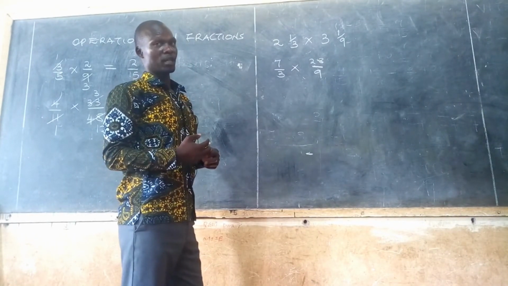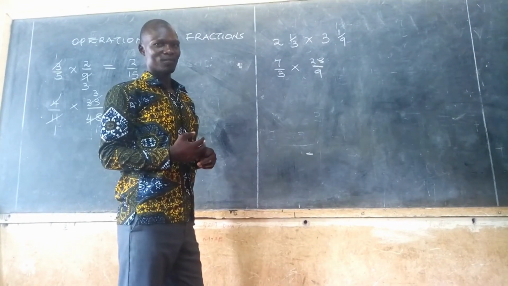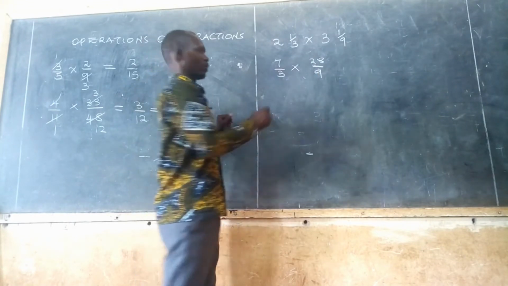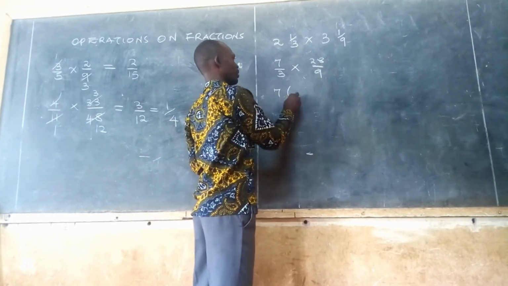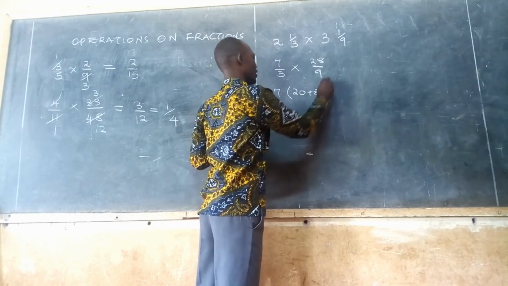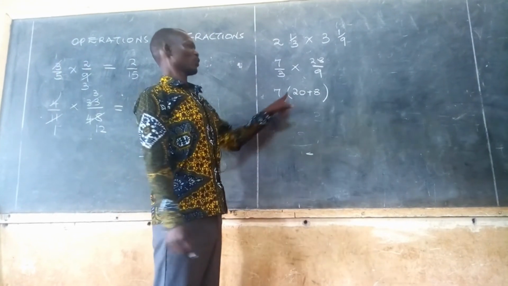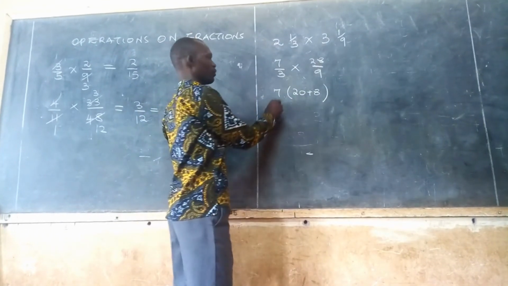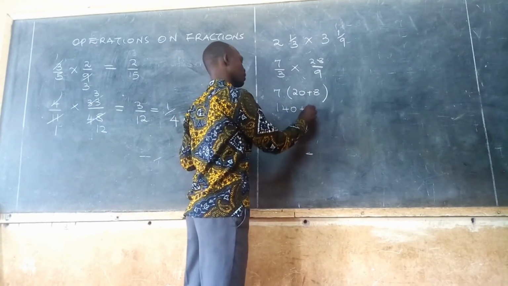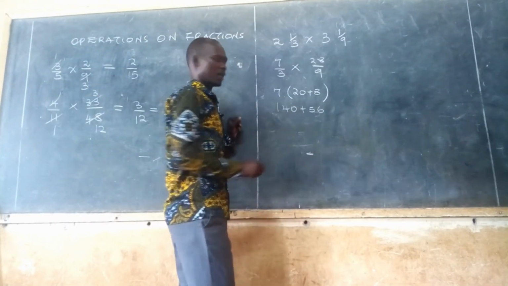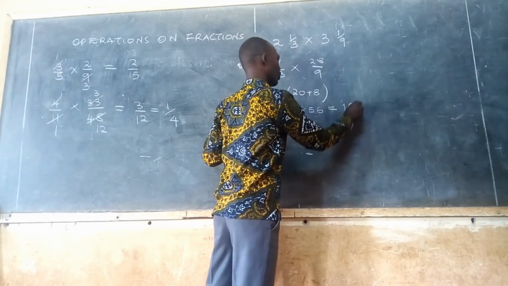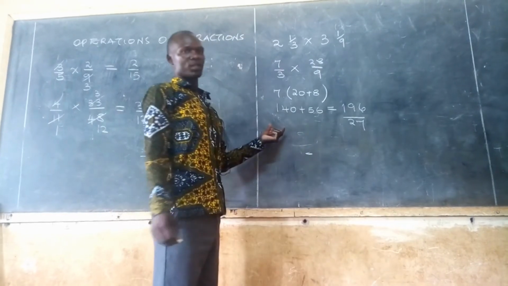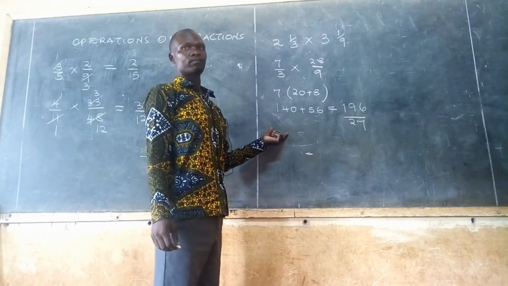Let me also show you another trick. I like playing with mathematics. The number 7 times 28, you can work it as 7 times 20 plus 8, because 28 happens to be 20 plus 8. So that one will give you 140 plus 56. At the end of the day, you have what? 196 over 27. You can then simplify appropriately.